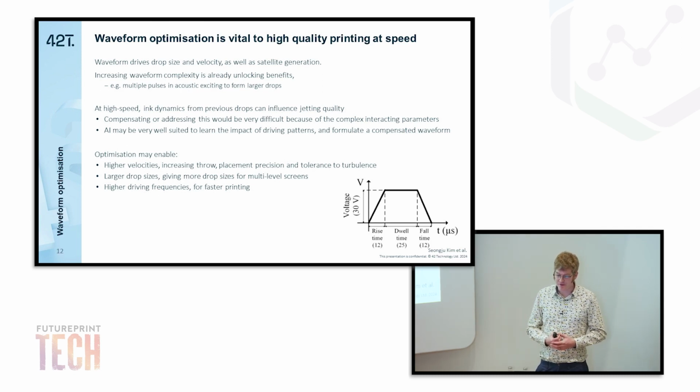AI may be very well suited to learn the impact of the driving patterns and formulate compensated waveforms. This might enable higher velocities, so increasing throw, placement precision, tolerance to turbulence, that sort of thing. Could also unlock larger drop sizes, giving more drop sizes for multi-level screens, and also higher driving frequencies for faster printing.